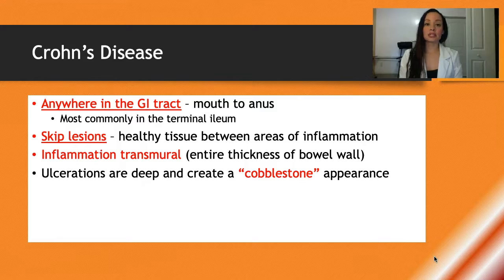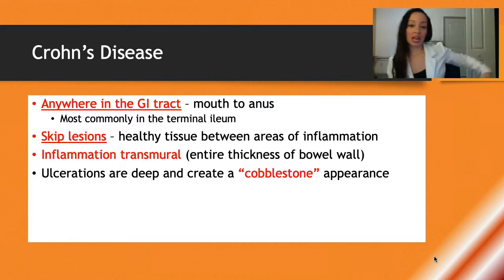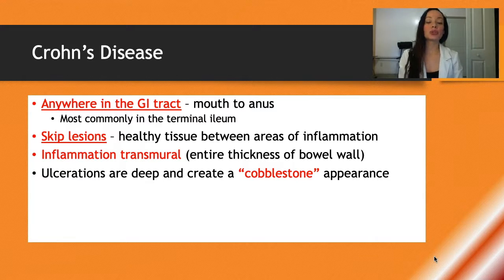Now let's get to the differences. With Crohn's disease, what you need to know is it can be anywhere from the mouth to the anus, okay? Anywhere in the GI tract, mouth to anus. It's most commonly in the terminal ileum. Crohn's has skip lesions. That means that there's healthy tissue between the areas of inflammation, whereas UC is continuous inflammation only in the colon or the large intestine. The inflammation is also transmural. It is the entire thickness of the bowel wall, whereas UC is more superficial.